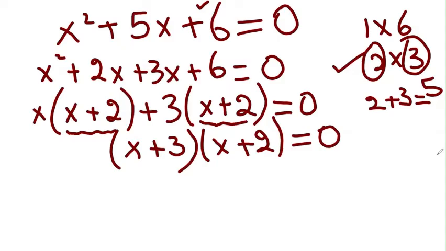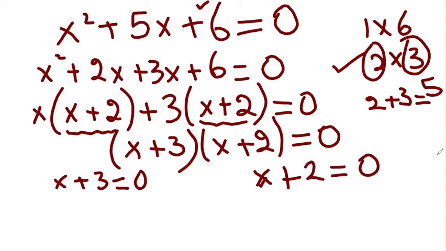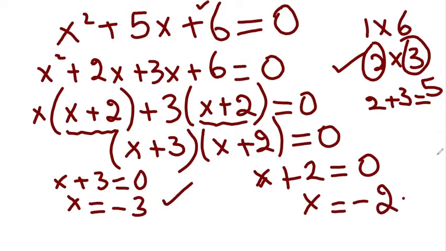Equals to 0. Now let's see what is the solution set. X plus 3 is equal to 0 and X plus 2 also equals to 0. But here X will be minus 3 and here X will be minus 2. X will be negative 3 and negative 2. This is the solution set.